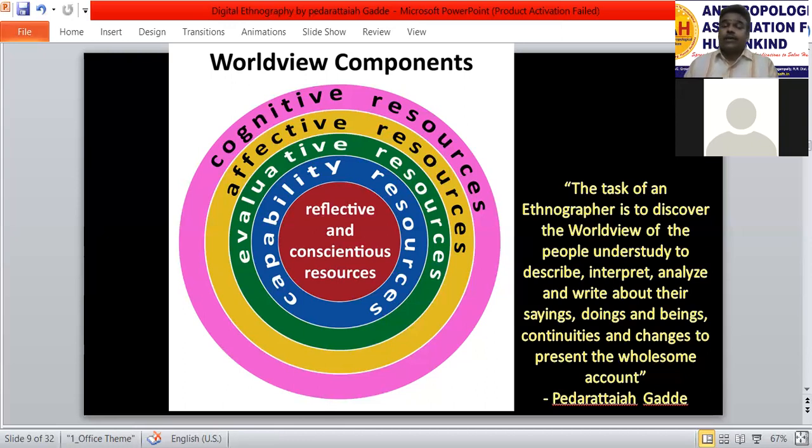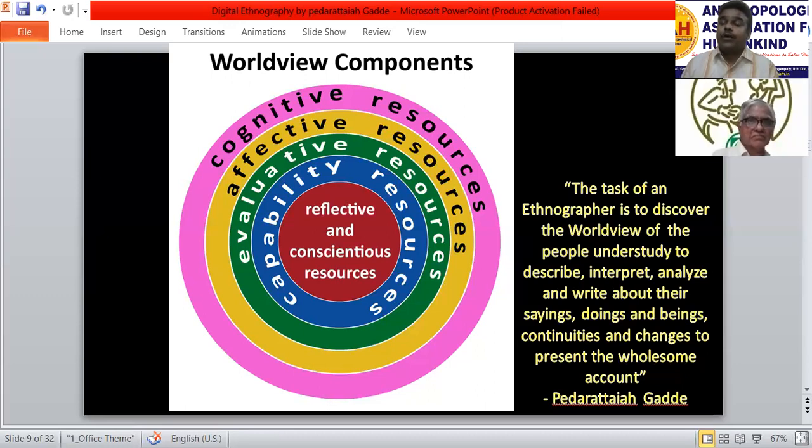So under this evaluative domain, they carry the evaluative resources along with them. Those evaluative resources we want to discover so that we can have a meaningful explanation, description and interpretation to find the truth about the local people: what they say and why they say it the way they say it, what they do, why they do it the way they do it, what they believe, why they believe it the way they believe it.